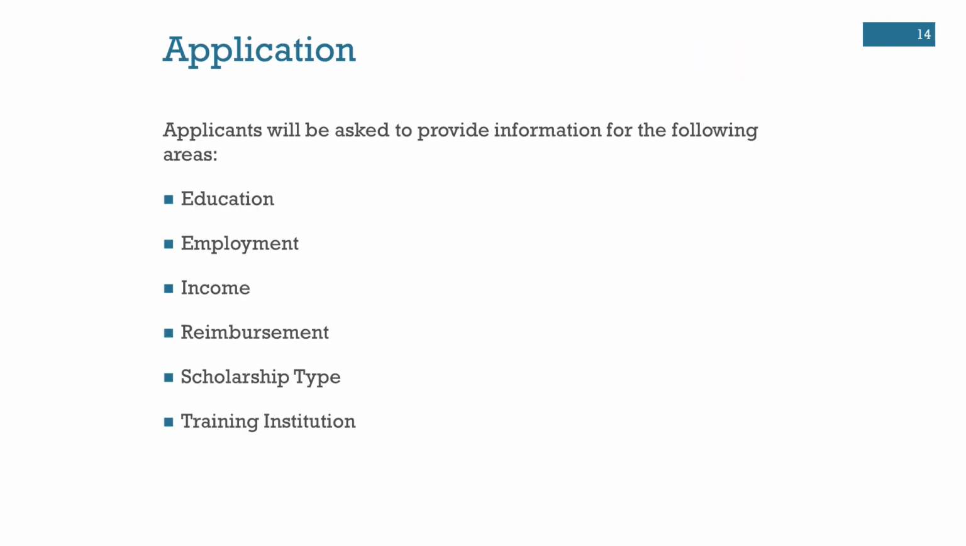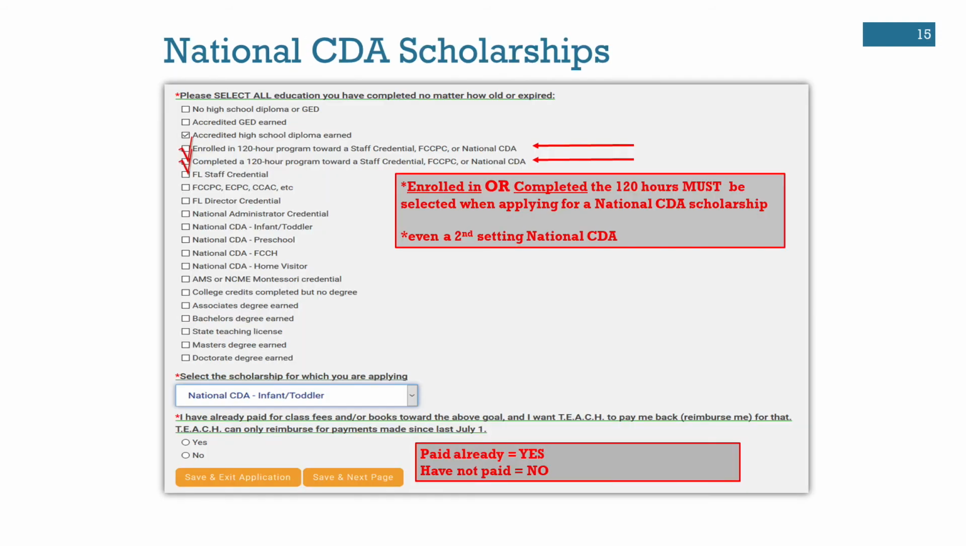Once the qualifying questions have been completed, applicants will be asked to complete sections on education, employment, income, reimbursement, scholarship type, and training institution. Please note, if you're applying for a national CDA scholarship, you must indicate that you are either enrolled in or have completed the 120-hour training program. In addition, only select Yes if you have already paid for classes and/or books.